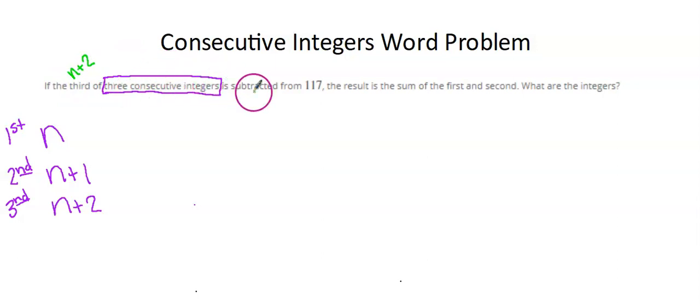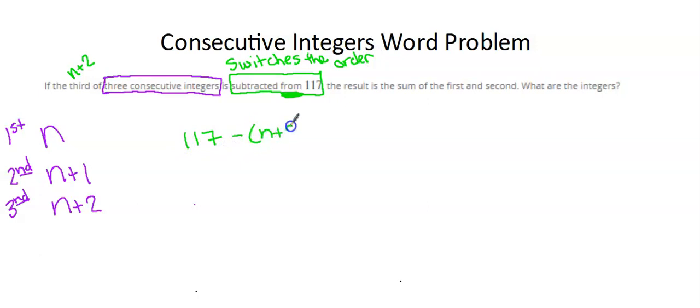The third of the 3 subtracted from 117. Subtracted from switches the order. So normally we would do n plus 2 minus 117, but because they said from, then it's going to swap the order around. So we now have 117 minus (n plus 2). Because this single number has more than one term, we need to contain that single number inside parentheses. That's very important when there's a negative out front. That would change things if we didn't do it that way.